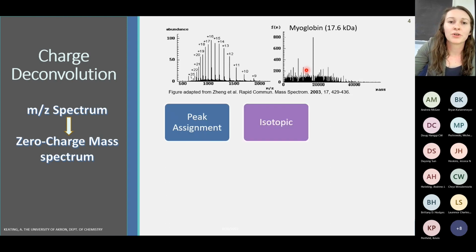So these are done through either peak assignment or isotopic methods for simple techniques. So peak assignment being just picking out the peaks and then assigning the charge state based on taking the mass and then dividing by expected charges and then assigning peaks that you observe based on the expected M over Z. Isotopic would just be the opposite.